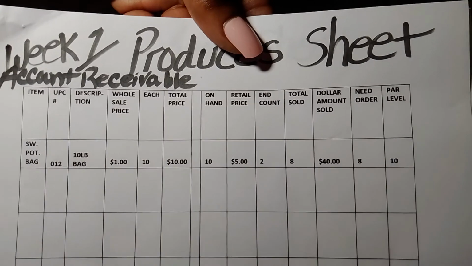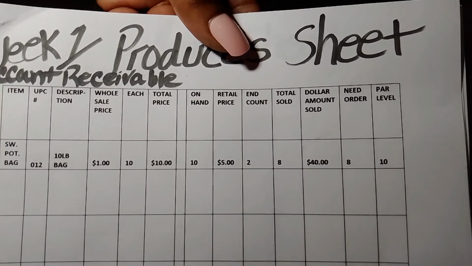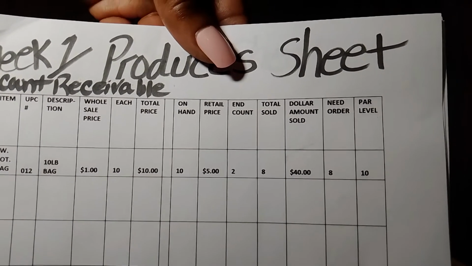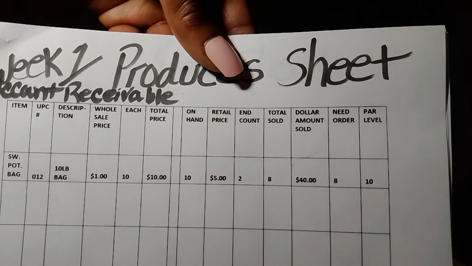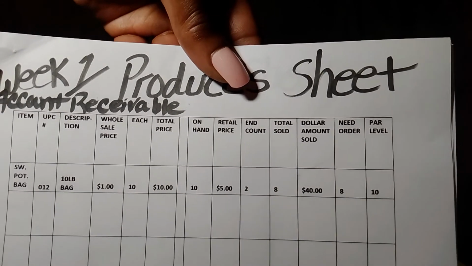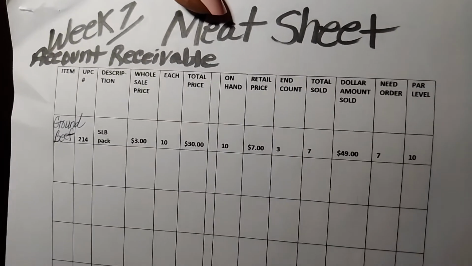So your dollar amount is $40. So you sold 8. That means you need to order 8 of them. Okay? Then your next one is ground beef. Okay? Ground beef on the meat sheet.